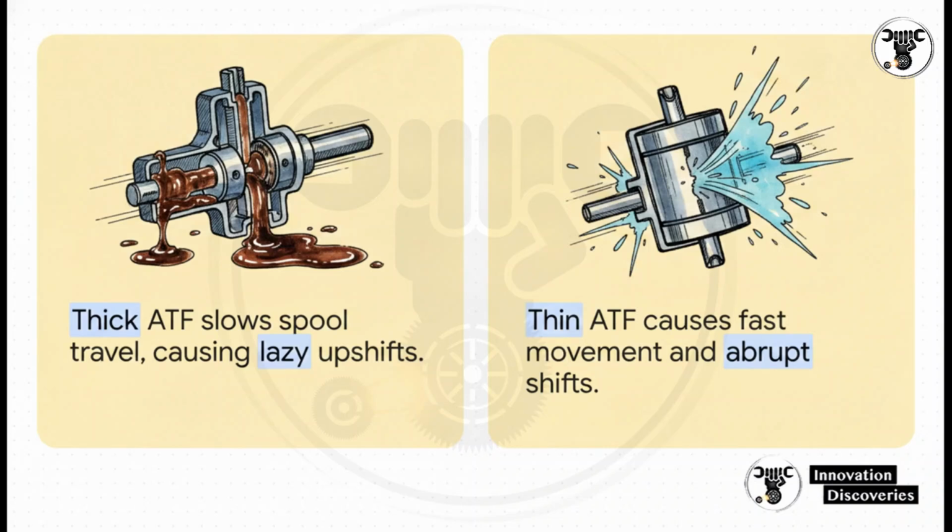Thick ATF slows down the spool valve travel, delays that pressure transition, and you end up with these lazy, sluggish upshifts. The clutch just takes too long to fill. On the flip side, thin ATF reduces the natural damping effect in the valve body. That causes the accumulator piston to move way too fast. The result? Harsh, banging, completely abrupt shifts. This is exactly why the idea of a one-size-fits-all universal fluid is an absolute myth in modern bays.